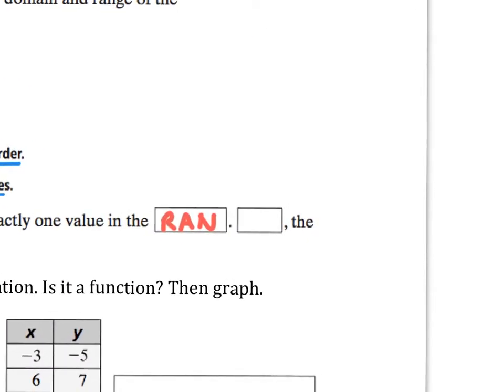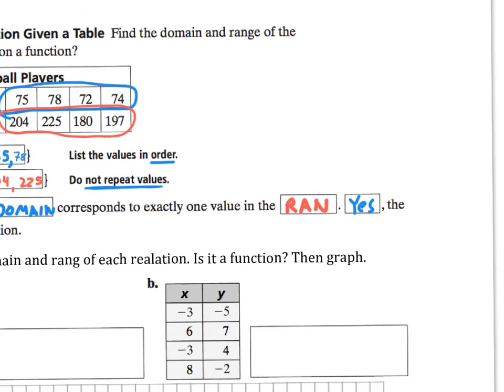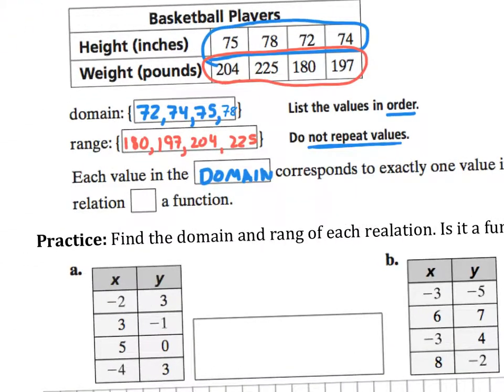So the answer is yes. The relation is a function. In other words, it's consistent. How do you know it's consistent? Because every time I put in a 72, I get out an 81. Oh, but I only put it in once. That's okay. That's still every time. 74. The only answer 74 gives me is a 197.